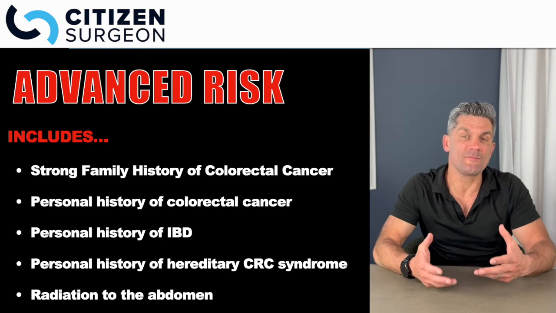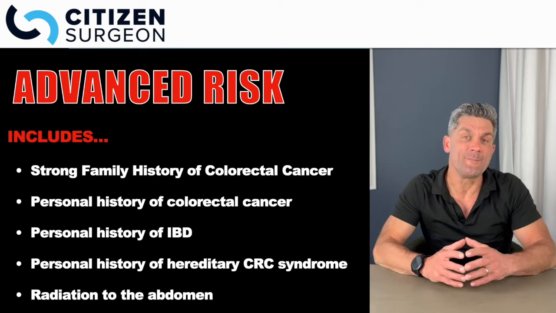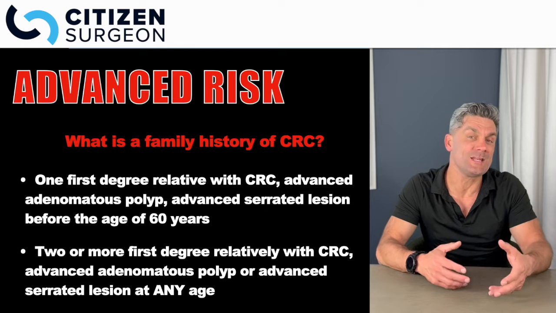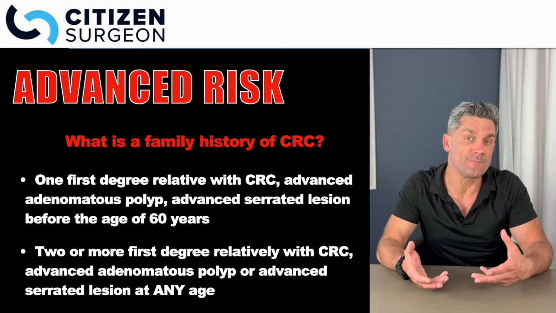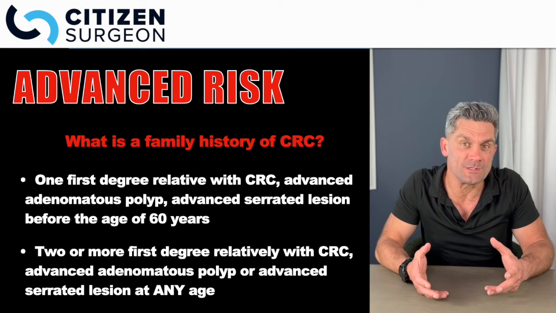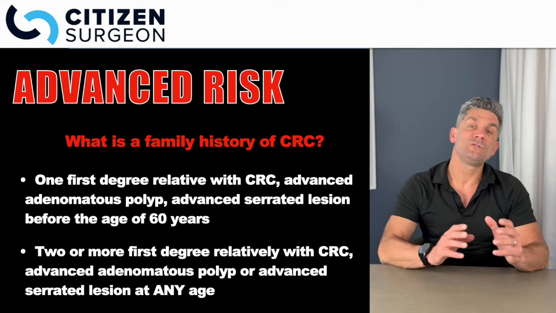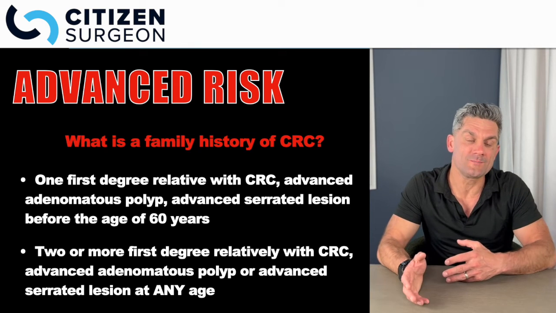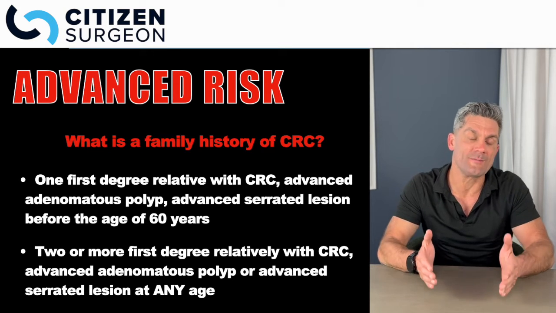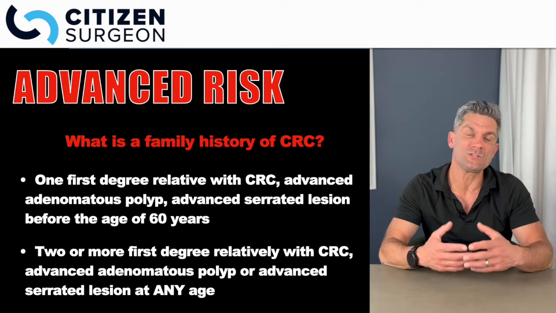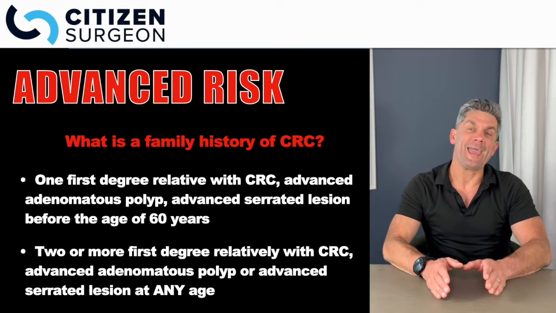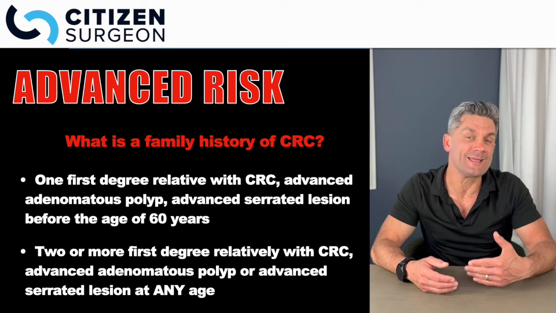So what does a strong family history of colorectal cancer mean? It means a history of a colorectal cancer or an advanced adenomatous polyp or a serrated polyp in any first-degree relative under the age of 60 years old, or two first-degree relatives at any age with one of these problems, okay? So that is a strong family history of colorectal cancer, and if your patient has that, then they go into the advanced risk category, and the timing of starting your screening is a little bit different.